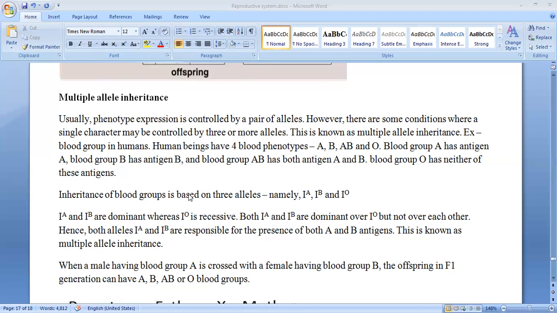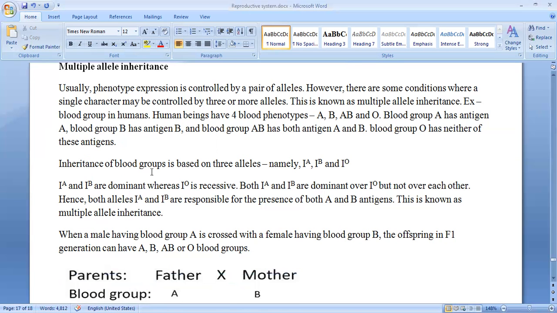So that means the inheritance will be based on these three alleles. We can denote them as IA, IB, and IO. Correct. So IA and IB are called dominant alleles, whereas IO is the recessive allele. Now this IA and IB can dominate over IO, but they cannot dominate over each other. So if you have IA and IB, then you will have both A and B antigens. So this kind of pattern is called multiple allele inheritance.